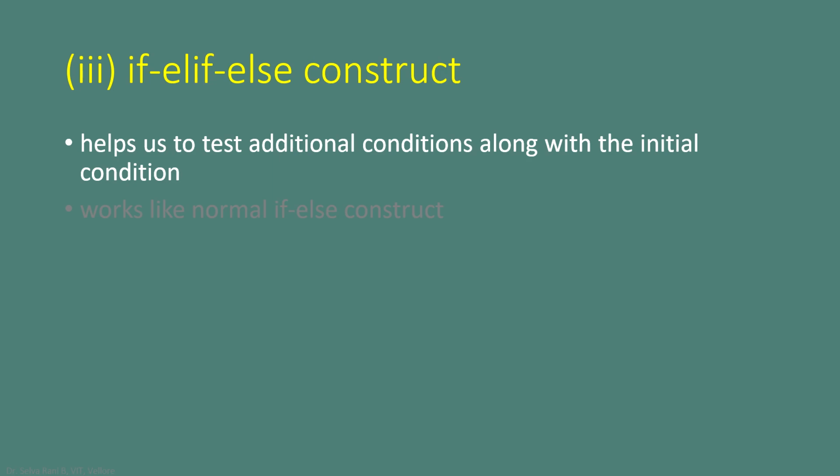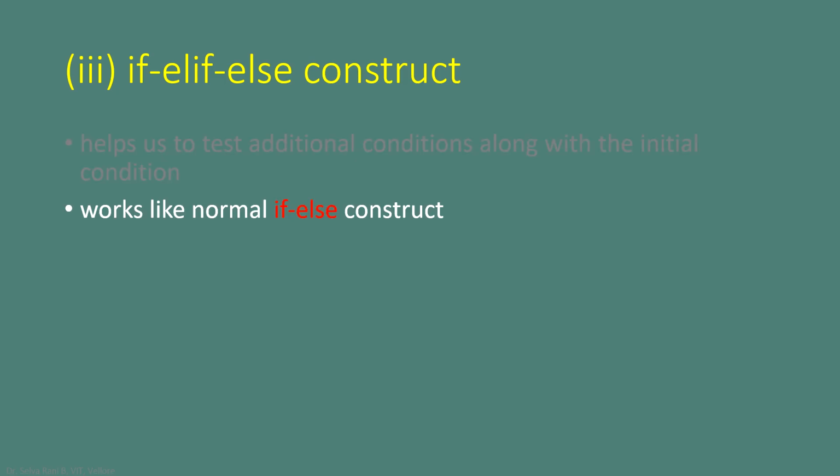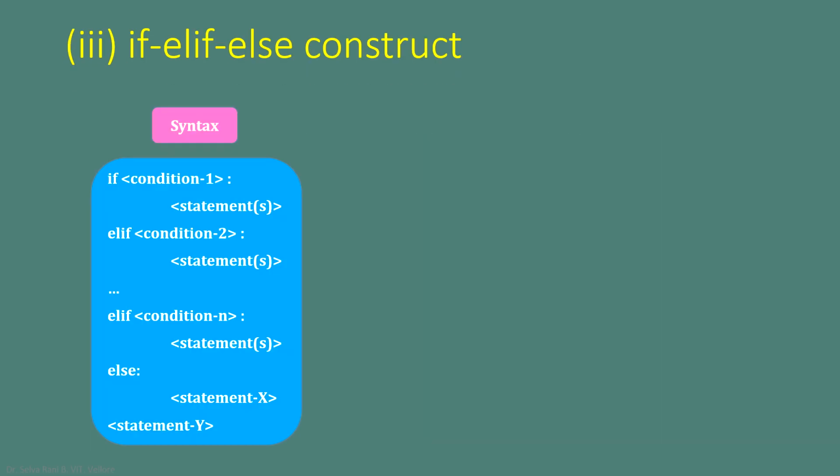Simple if helps us to execute a set of statements if and only if the condition is true. If-else statement helps us to execute a set of statements if the condition is true or if the condition is false. If-elif-else ladder will help us to check multiple conditions along with the initial condition. It works like a normal if-else construct. And the syntax of the if-elif-else ladder is given on the screen.